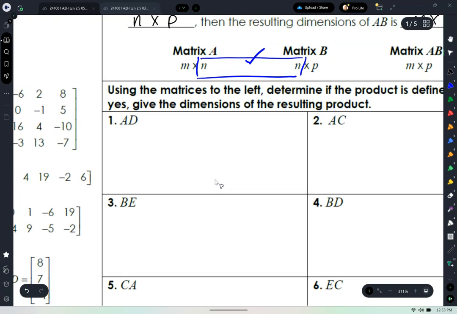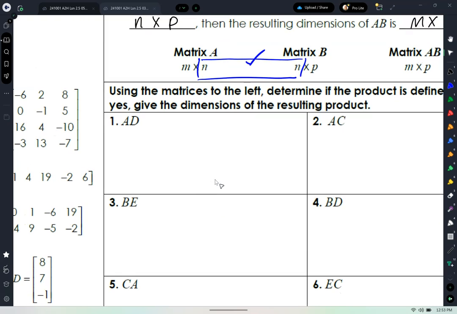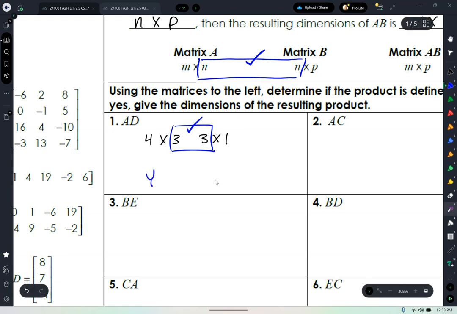So let's talk about, can we multiply matrix A times matrix D? And what we want to do is this. Okay. What I want you to do is write the dimensions for A and the dimensions for D. So A is going to be a 4 by 3. And D is going to be a 3 by 1. And so what we're going to do is we're going to box in the columns from A and the rows from D. And if those numbers are the same, we're going to put a check mark. That means yes, we can multiply these. So we'll say yes.